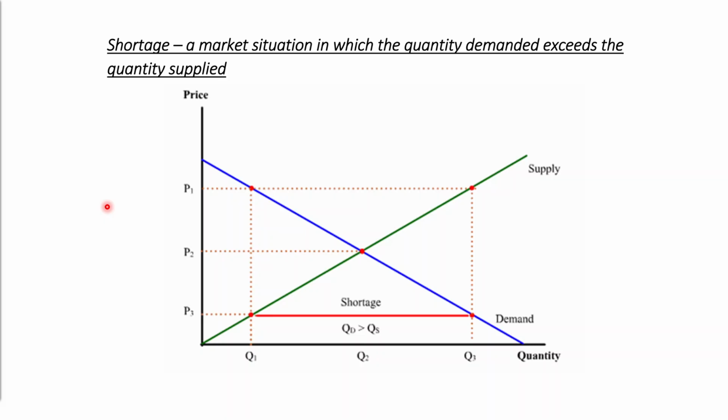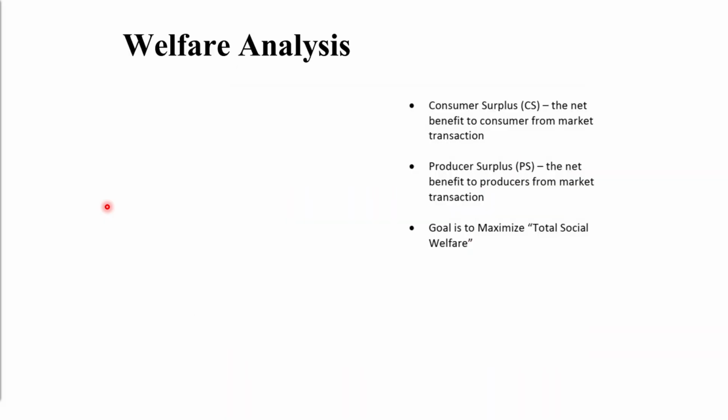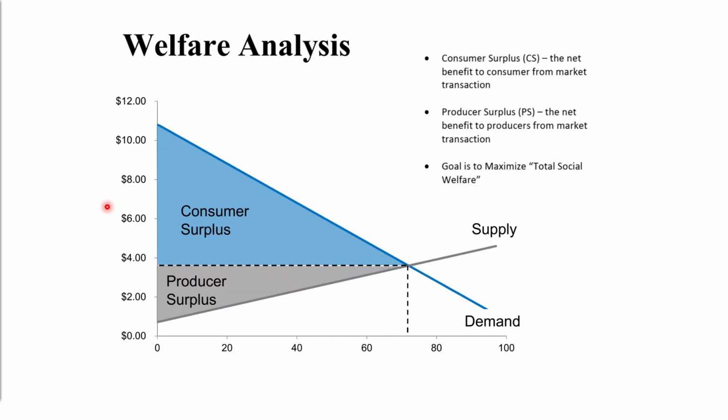Now, in welfare analysis, going back all the way to the beginning, our goal is to measure the welfare generated by the production and the consumption of a particular good. So we can sketch these two curves in, and in order to measure something, we first have to define it. The benefit to consumers from the consumption of a good, we call that consumer surplus. The consumer surplus is the area under the demand curve, above the price.